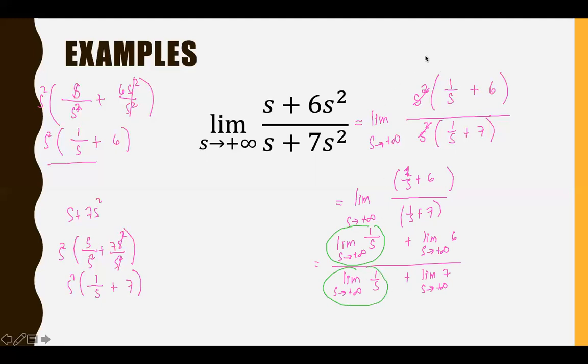To continue with this, we can see that this is just equal to 0, right? Plus, this is a constant no matter where s is approaching. Since it is a constant, the limit of a constant will always be equal to the constant. So 6 over, because this is 0, plus the limit of 7, a constant number, will always be equal to 7. So 0 plus 6 is 6, and 0 plus 7 is 7. So the final answer is 6 over 7. You can run through the solution. That's how we solve limits at infinity.